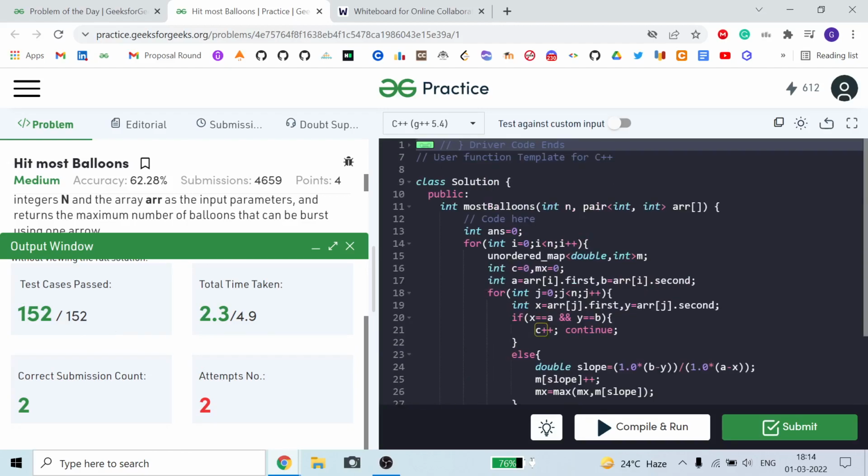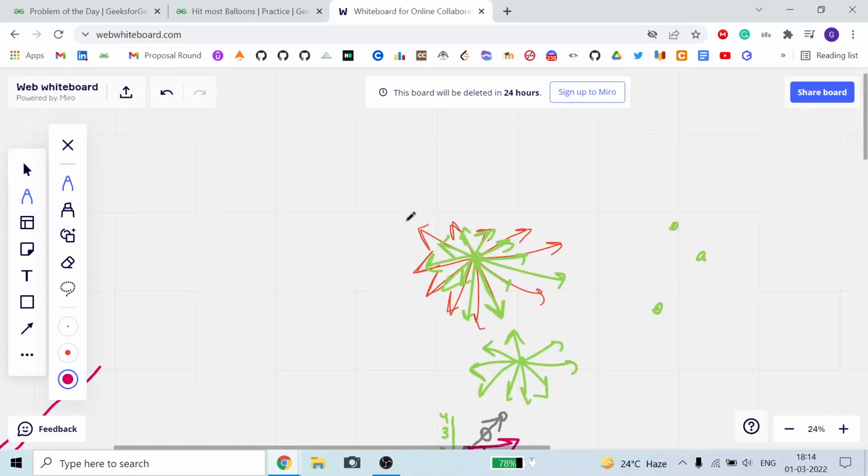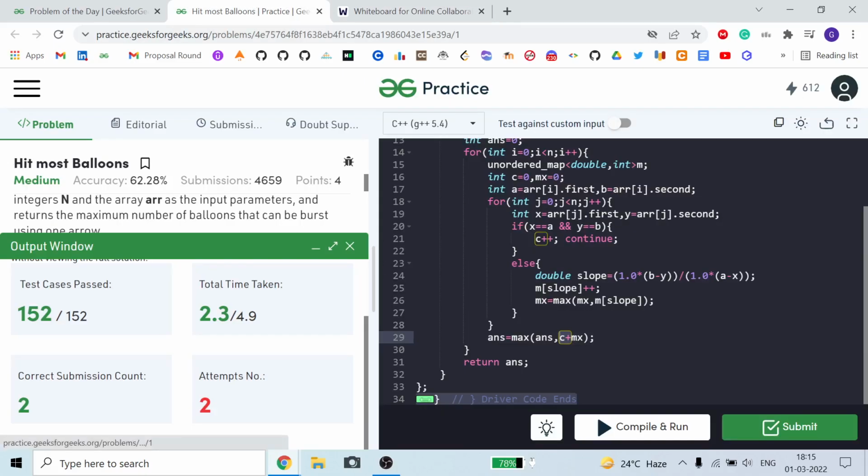So I explained it very simply, just using some mathematics. It is a mathematics problem. From a particular point you can throw an arrow in any direction, and we have to find out the maximum number of balloons we can fire out in a particular direction. And in a particular direction, if we throw an arrow, then the slope from our starting point will always be equal, and I am calculating the maximum over there. So I hope you will understand it.